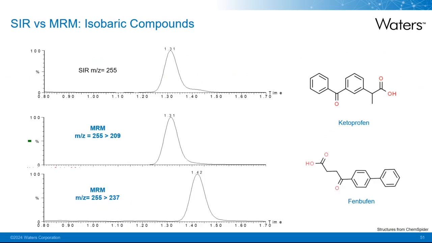The SIR chromatogram has a shoulder, but if we run an MRM experiment on a TQ or tandem quadrupole mass spectrometer, then we can use the additional specificity of the MRM to look at different MRM channels for the two compounds. So both compounds do have a precursor mass of 255, but ketoprofen has a product at 209 and flurbiprofen at 237, so they can be differentiated when using MRM mode compared to SIR. And this is how the specificity of MRM mode can really help when looking at isobaric compounds.